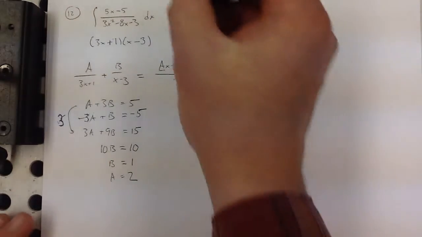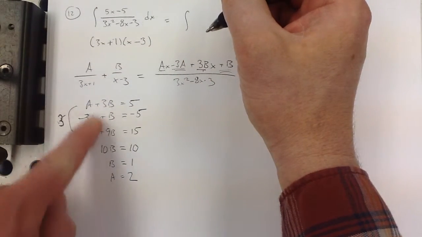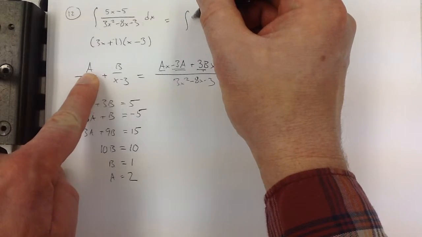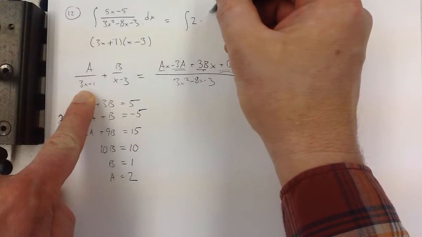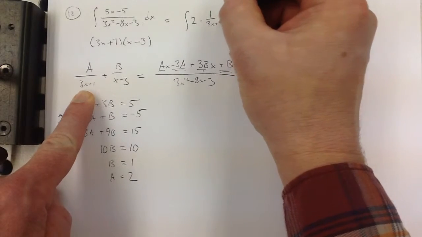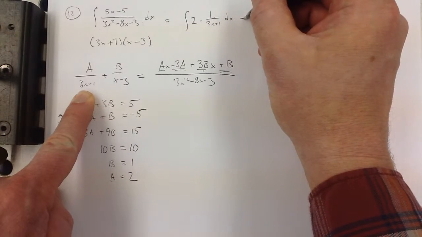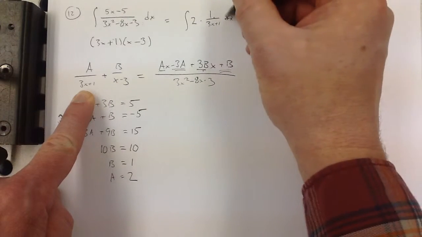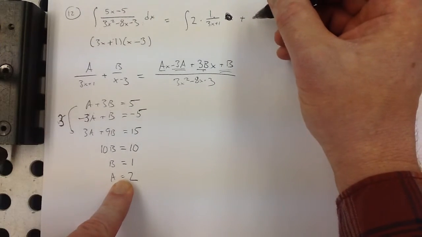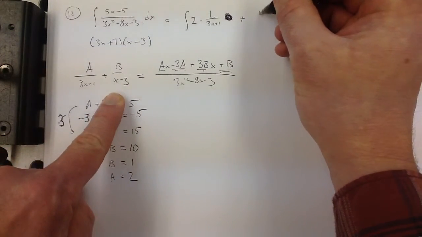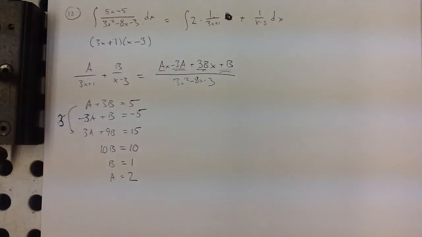Okay, so my original integral now is 2 times 1 over 3x plus 1 dx. I'm writing it as you don't have to do that. I was going to do it as two separate integrals, but there's no reason to do that. And then b is 1. It's 1 over x minus 3 dx.